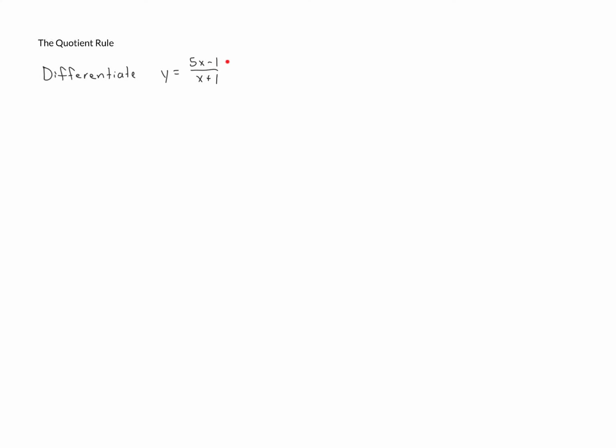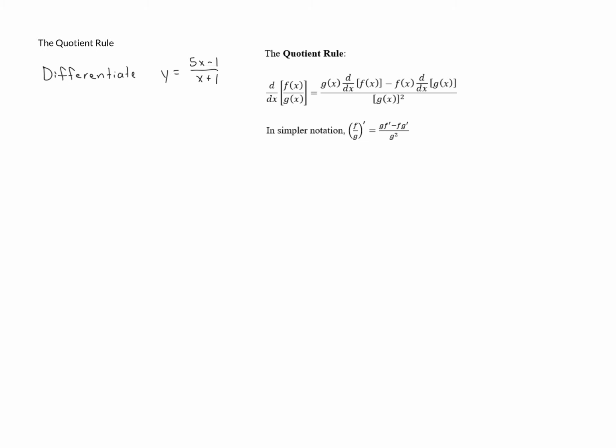This is a function that is clearly a quotient, and so we need a quotient rule, which I'm going to share right now. Bam! Let me read it to you, and then we're going to talk about it a little bit. So we've got the quotient rule, and it says that if we are differentiating a quotient, f of x divided by g of x, then our answer is also going to be a quotient.